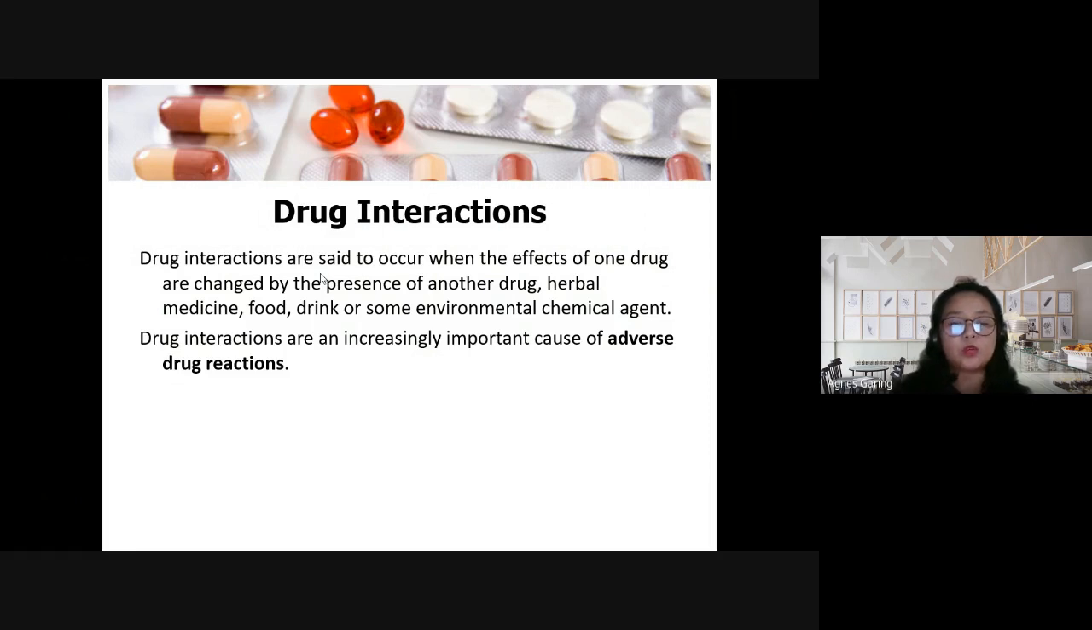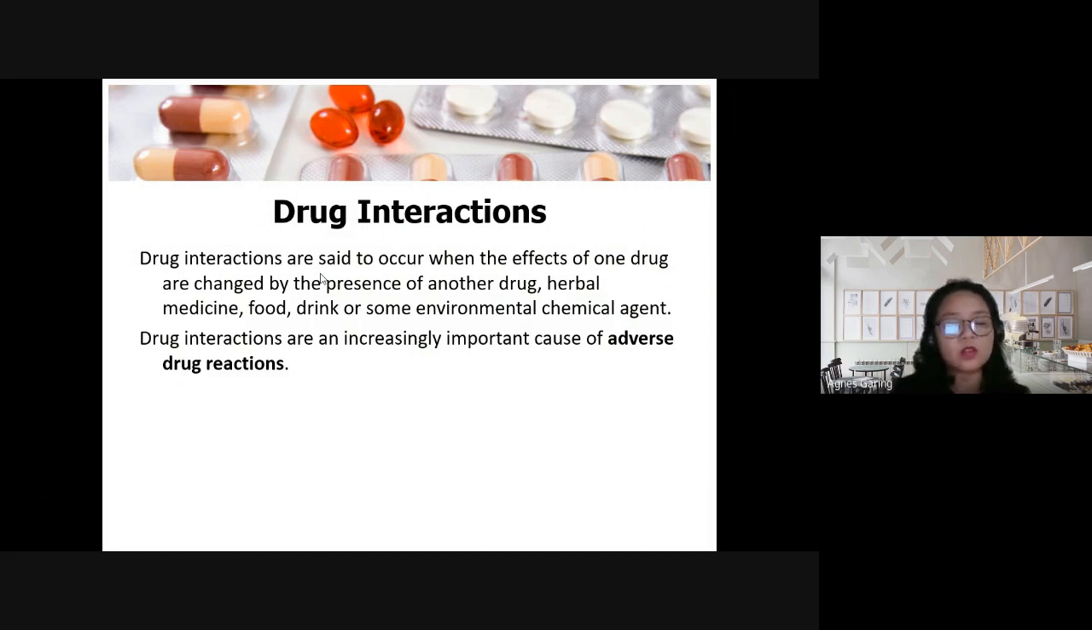So, we need to know, di ba, in the patient medication profile, we need to ask the patient if the patient is taking herbal medication, because it might affect the pharmacokinetic or the pharmacodynamic of the other drug. Okay, and then next is drug-food interaction.